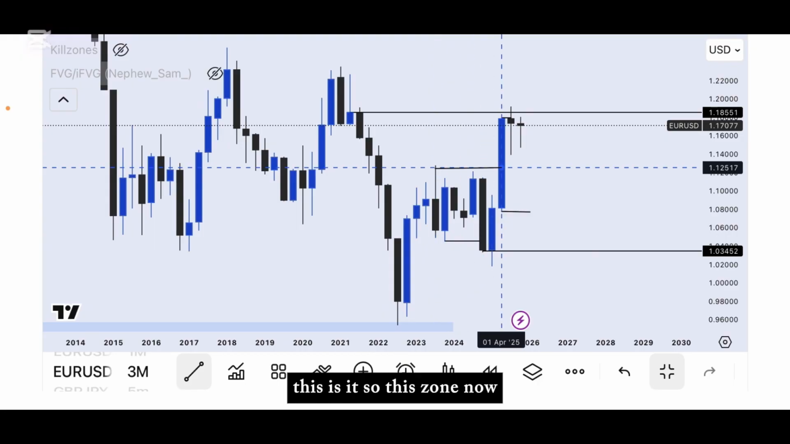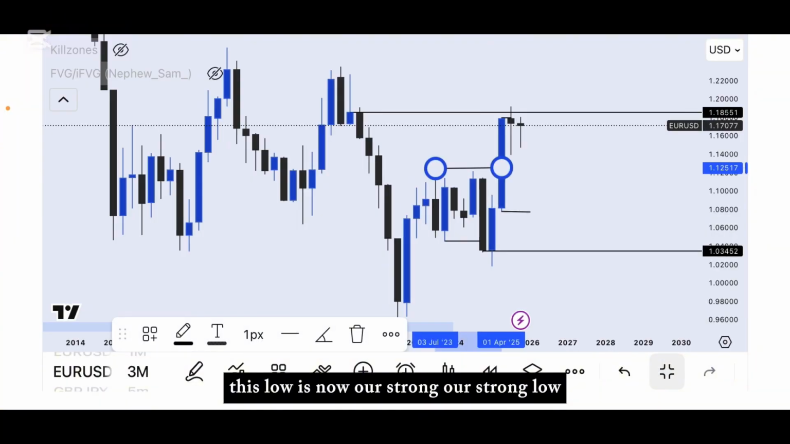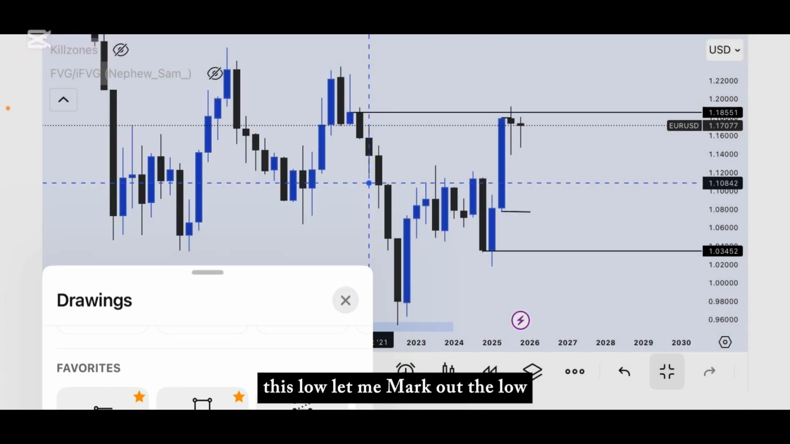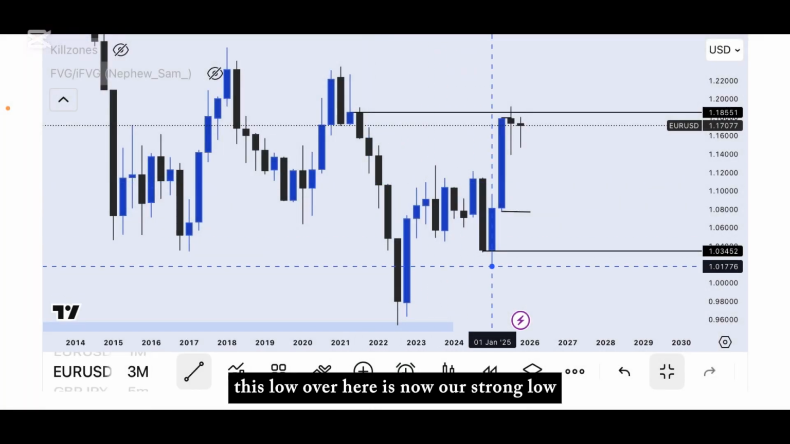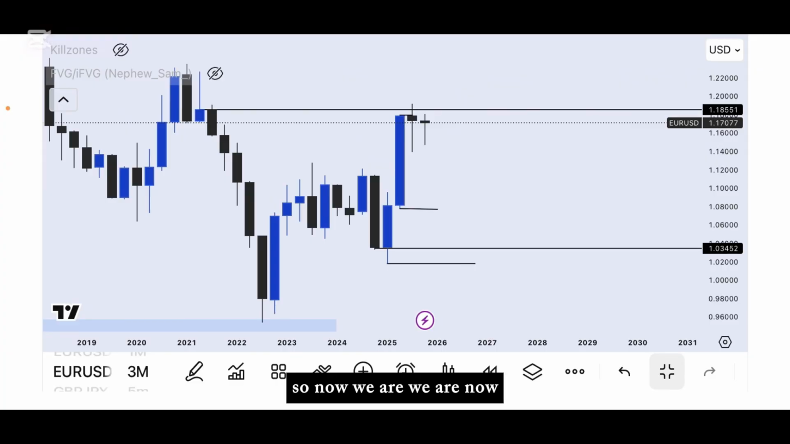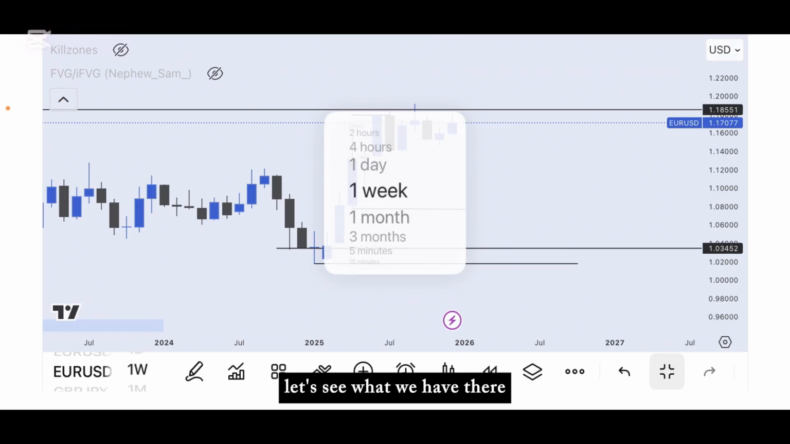This is it. So this low, let me mark out the low. This low over here is now our strong low, so we don't have to violate it. So now we have confirmed our bearish bias on EURUSD on 3 months. Now let's go to 1 week. Let's see what we have there.